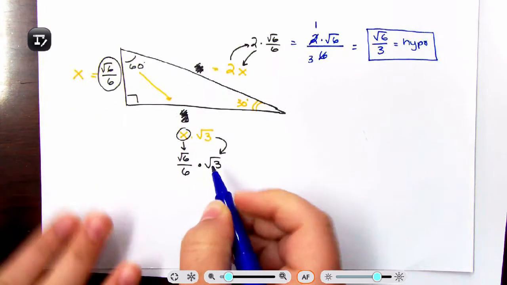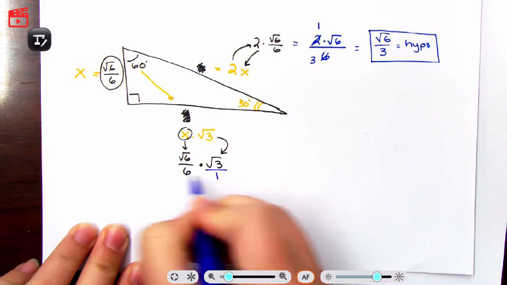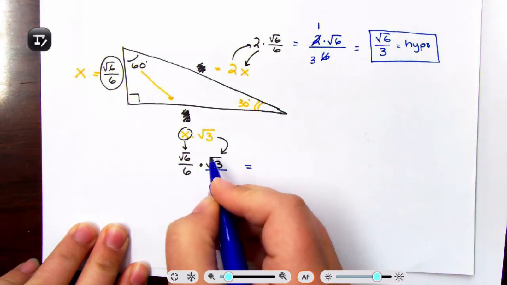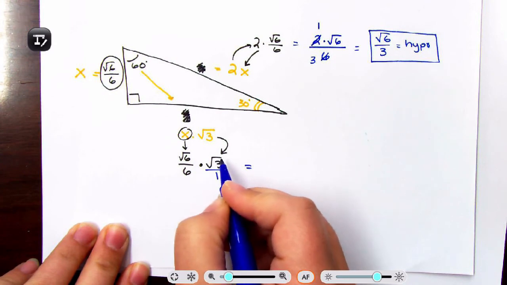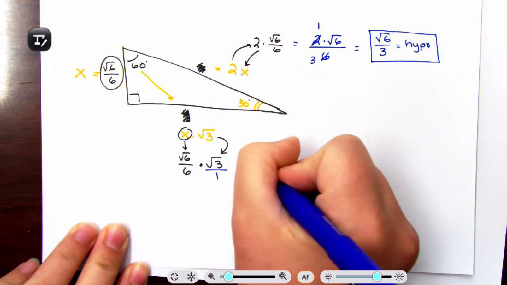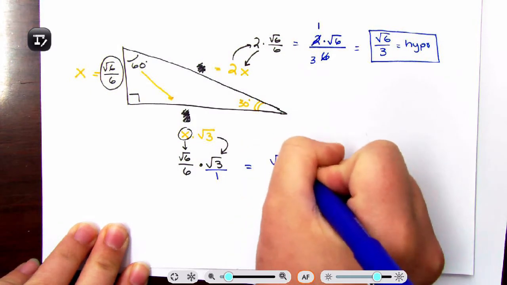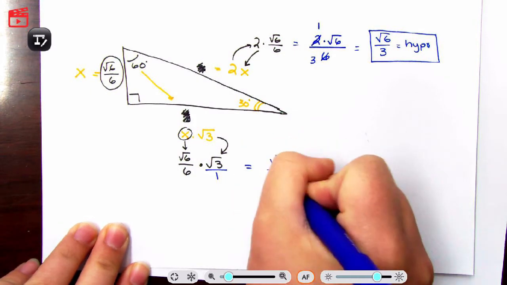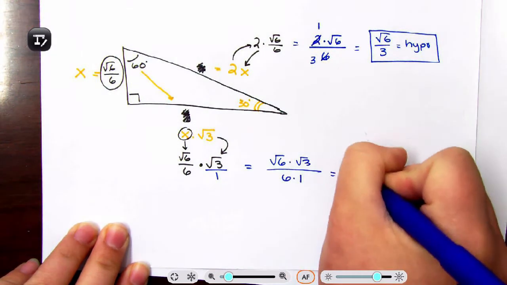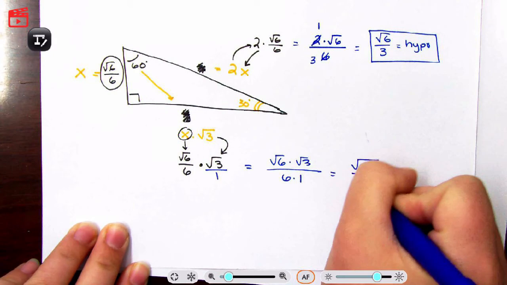Now for this one here, again, we need to multiply. Now this is a fraction and this is a whole number. When I say whole number, I mean it's not a fraction. So we have root 6 times root 3 divided by 6 times 1, which is just 6. These two are inside the house, so we can multiply them. So we have the square root of 18 divided by 6.